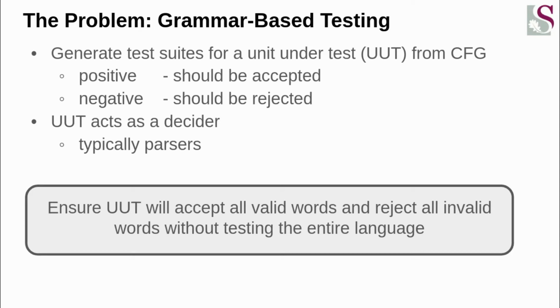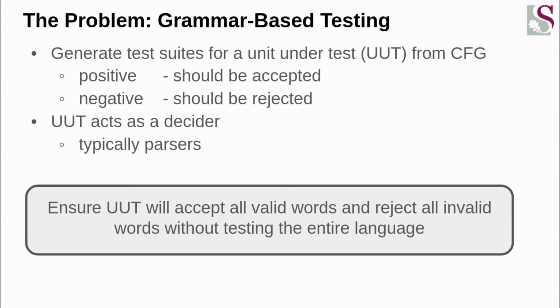So essentially, we are generating test suites for a unit under test from a context-free grammar, and there are two kinds of test suites. Positive test suites are those that contain words that should be accepted by the unit under test, and negative test suites contain words that should be rejected by the unit under test. From this behavior, we can see that the unit under test acts as a decider. Typically these are parsers, but really it can be any system that acts as a decider.